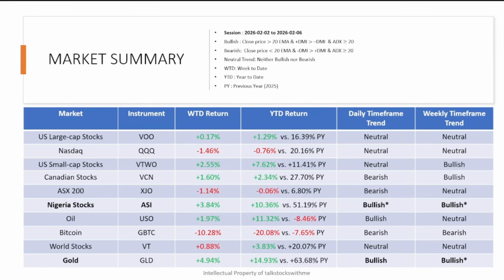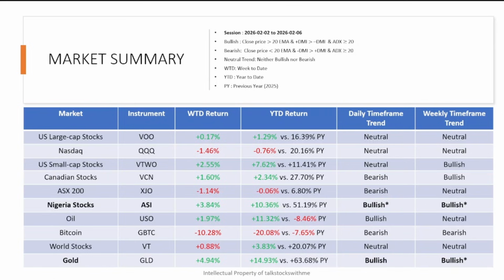The Nigerian equities, which we measure by the NGX ASI, this past week returned 3.84%. Year to date, the ASI has delivered 10.36%. In the short term, the daily chart points to a strong bullish trend, and in the mid-term, the weekly chart is pointing to a strong bullish trend.